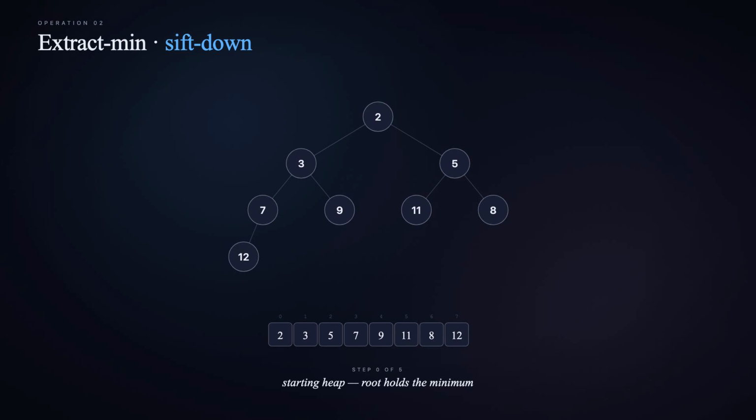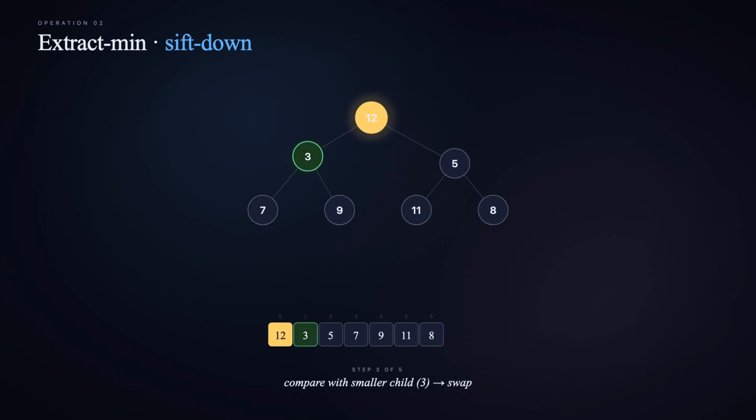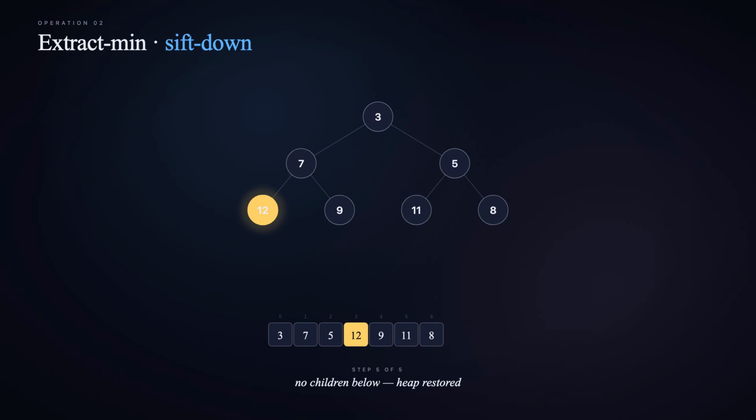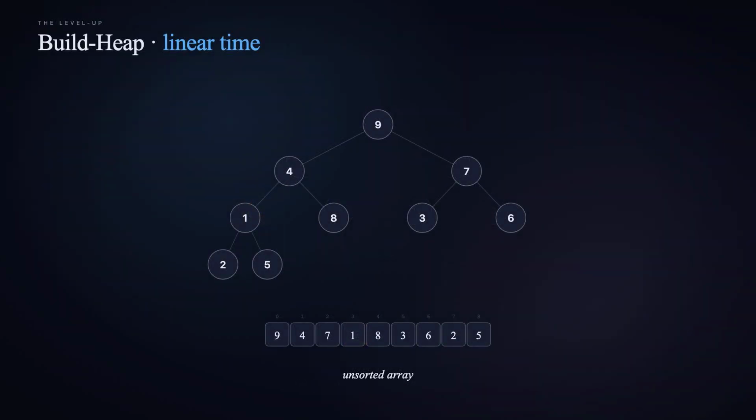Extracting the minimum is where it gets clear. Take the root. That is your answer. But now there is a hole. So move the last element to the top and sift it down. At each step, swap with the smaller child. Again, logarithmic work.